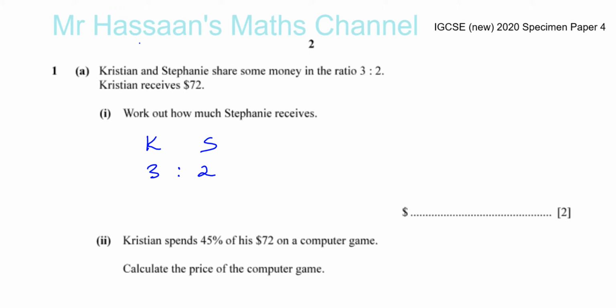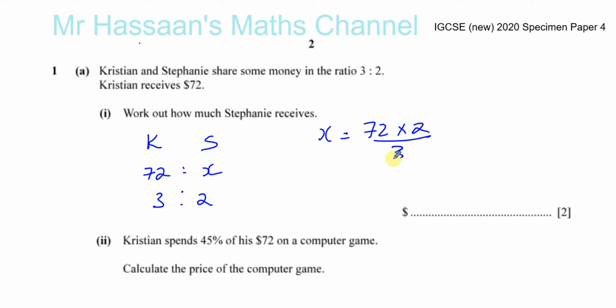Okay, so what I'm going to do is I'll make a bit of space here. Anyway, I'll do it this way. We know the ratio is 3 for Christian and 2 for Stephanie. Sometimes they say respectively, meaning in the same order. Anyway, Christian receives $72 and Stephanie receives x dollars. So basically, we can just do some cross multiplication here. x is equal to 72 times 2 divided by 3, and that will give us our answer.